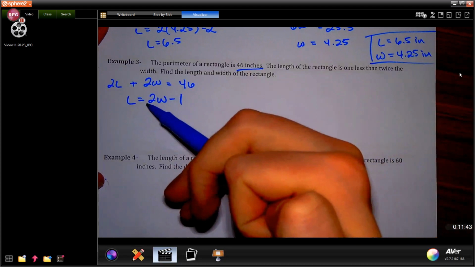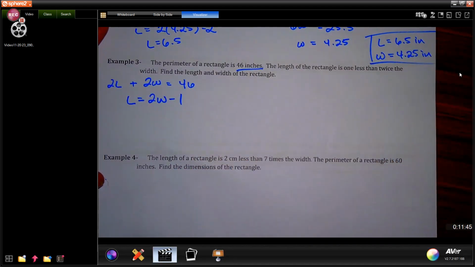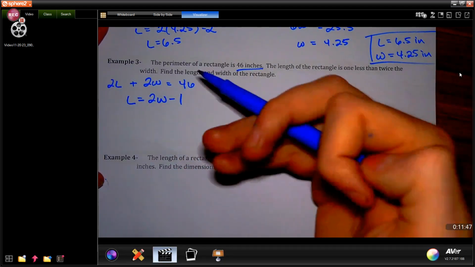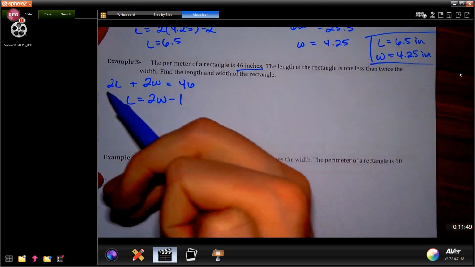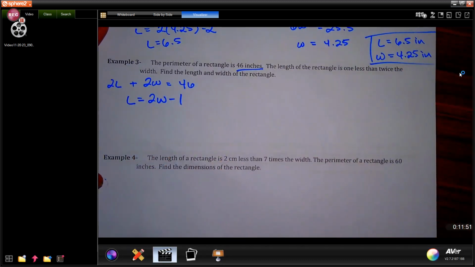It's going to be L equal to something. Maybe on your assignment, it'll have W equal to something. But for right now, I think most of our problems are going to be 2L plus 2W is equal to our perimeter, and then L equals some scale or some multiplication, and then plus or minus a number. Okay, it's up to you.